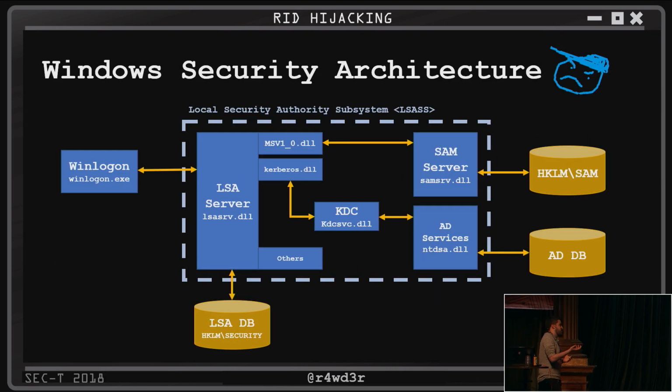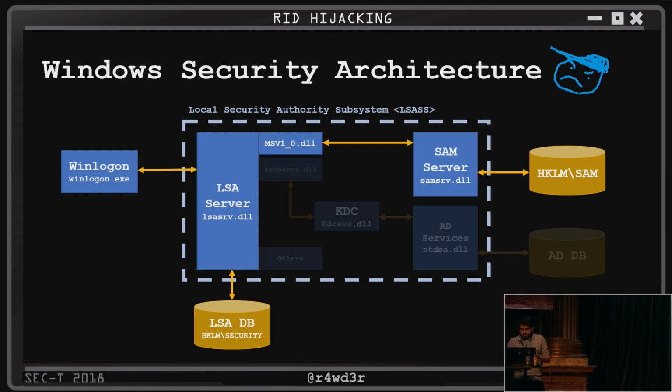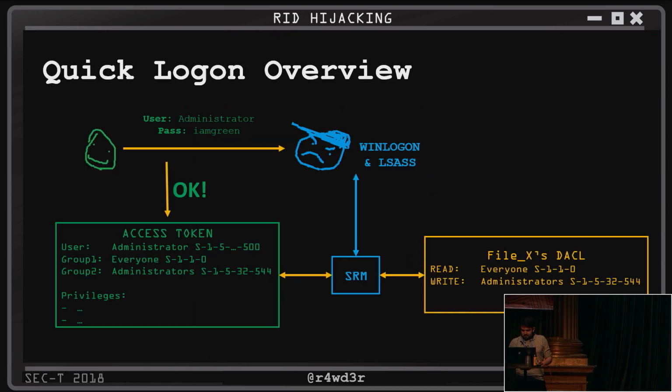So this is a more technical overview of the Windows security architecture. Here are some authentication packages like Kerberos, and even the KDC server is mentioned here, but the RID hijacking attack is focused on the local users' logon authentication. So we will ignore for now all the domain logon-related objects, such as Kerberos authentication and Active Directory services. So in a nutshell, the logon is this.